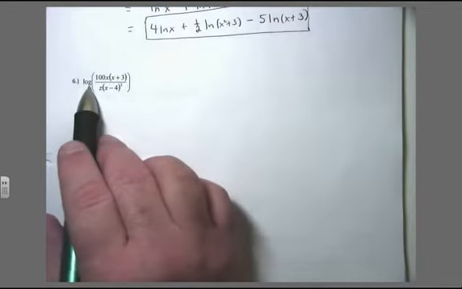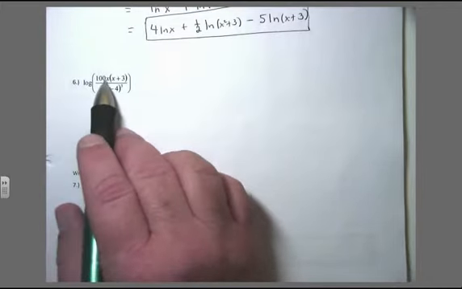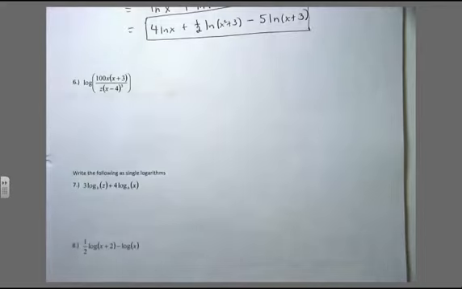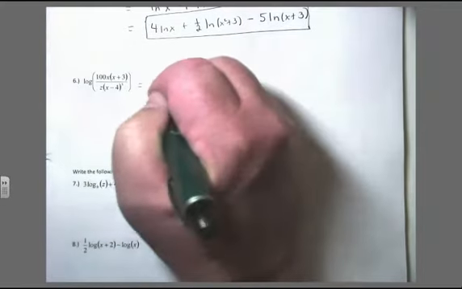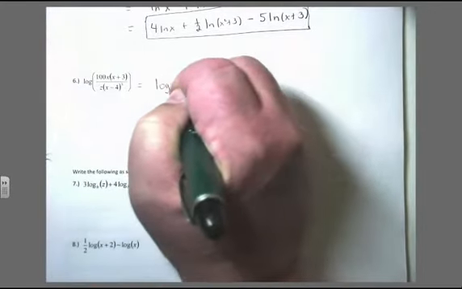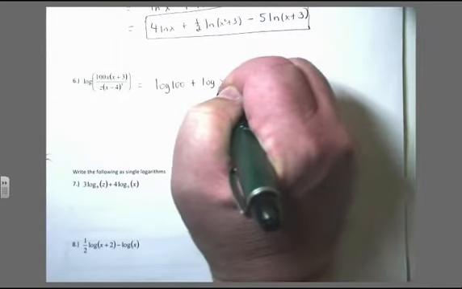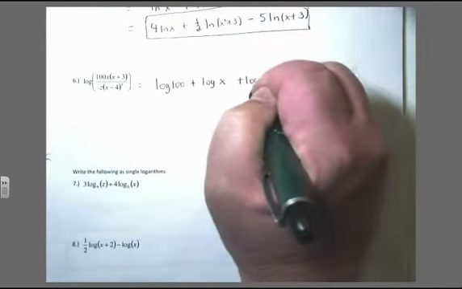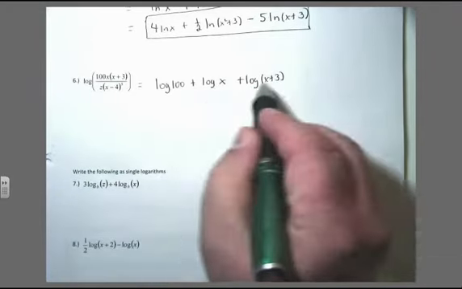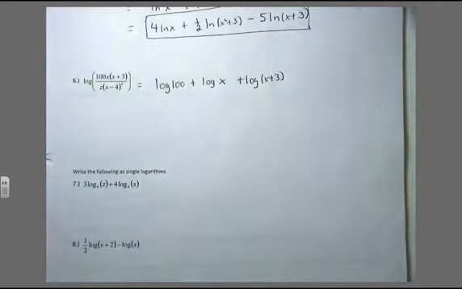So, pay attention. What is the base on this log here? Understood, even though we don't see it. Base 10. This is multiplication. Multiplication in the numerator turns into addition. This will be the log of 100 plus the log of x plus the log of x plus 3. Multiplication turns into addition.